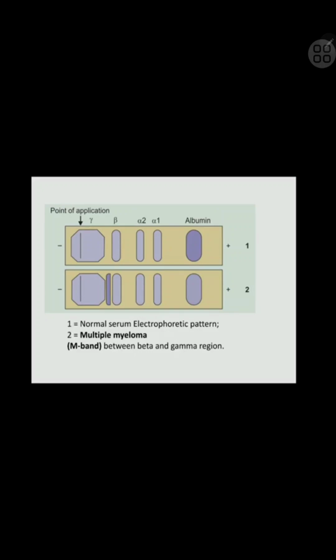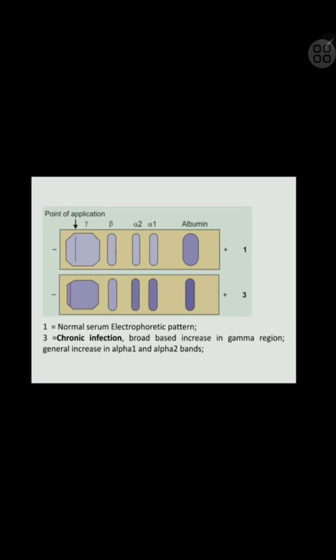This agar gel electrophoretic slide shows number 1, normal serum electrophoretic pattern, and number 2, a diseased condition, multiple myeloma. In case of multiple myeloma, an M band or paraprotein band appears in between the beta and gamma region. Sometimes this M band in multiple myeloma may appear in the gamma region or at the point of application also.